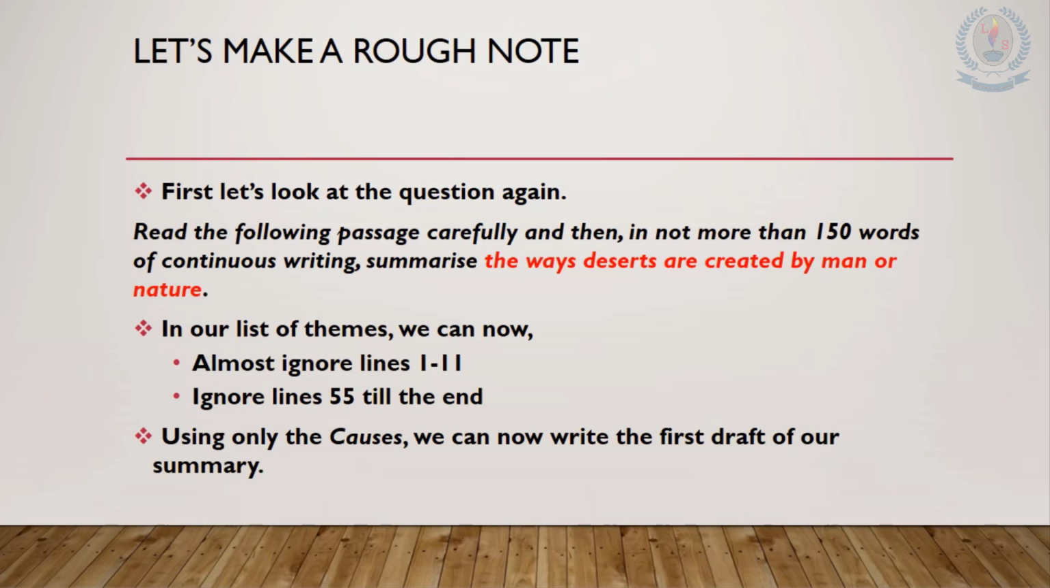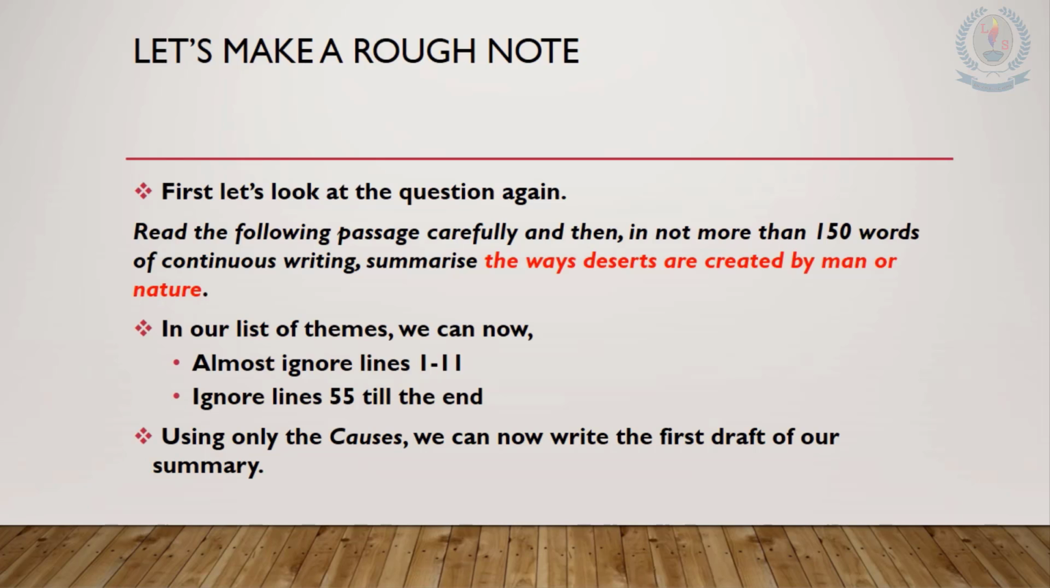Now let's go on to make a rough note. I hope you all remember what we studied under the lesson of making a summary. Right? So first let's look at the question again. Read the following passage carefully and then in not more than 150 words of continuous writing, summarize the ways deserts are created by man or nature. Do you see the theme, children? What I have highlighted in red is the theme. I told you the theme would most probably be given in the question itself. The ways deserts are created by man or nature.